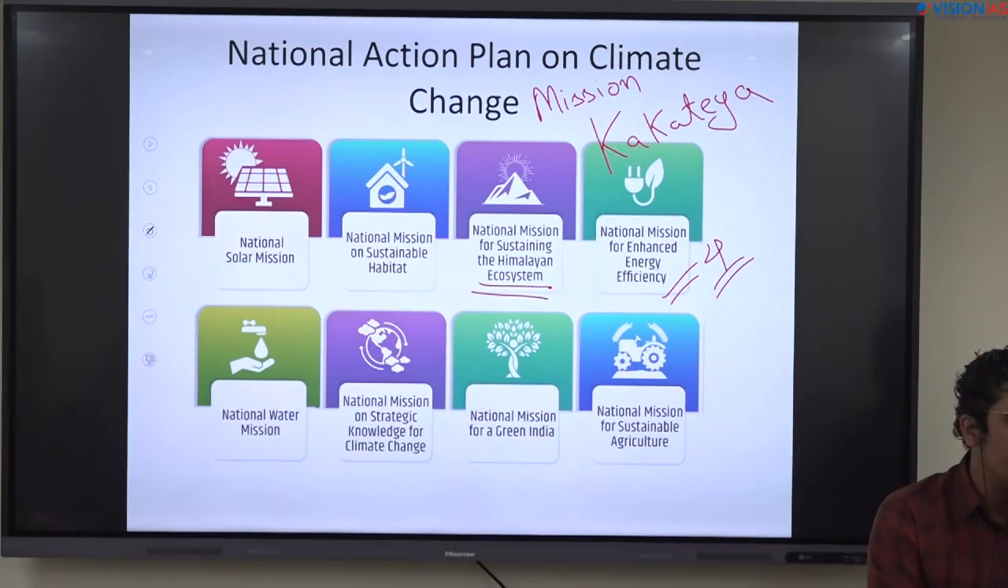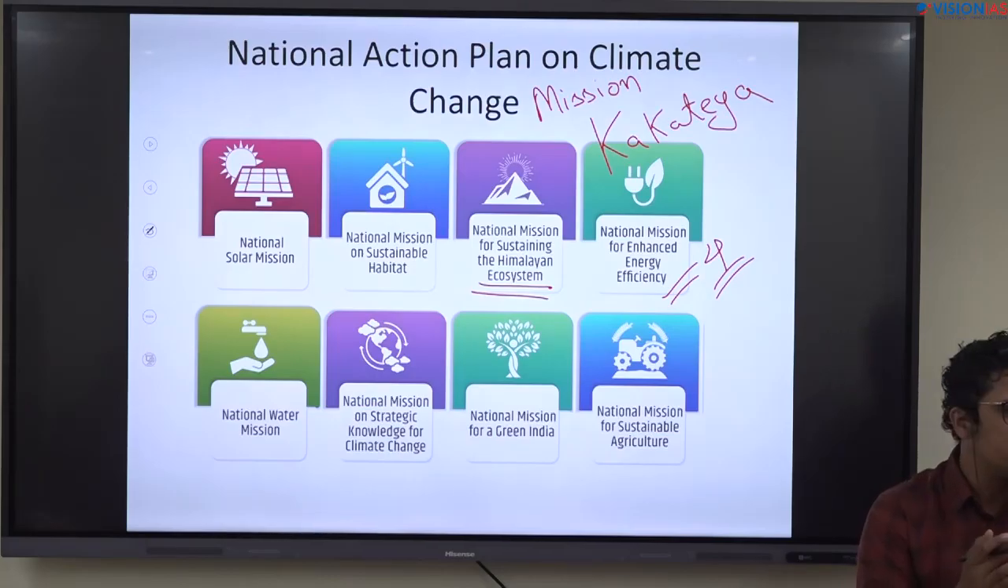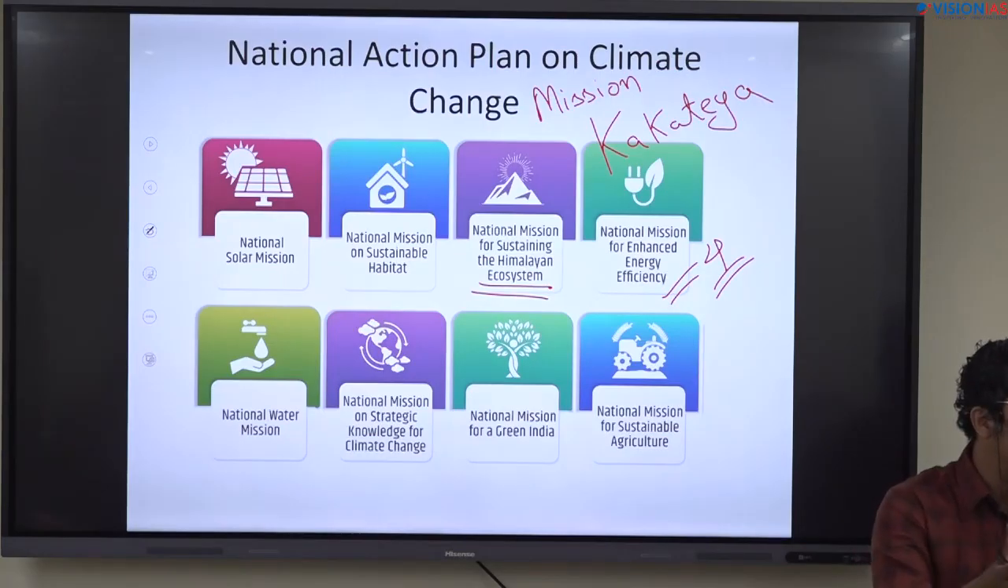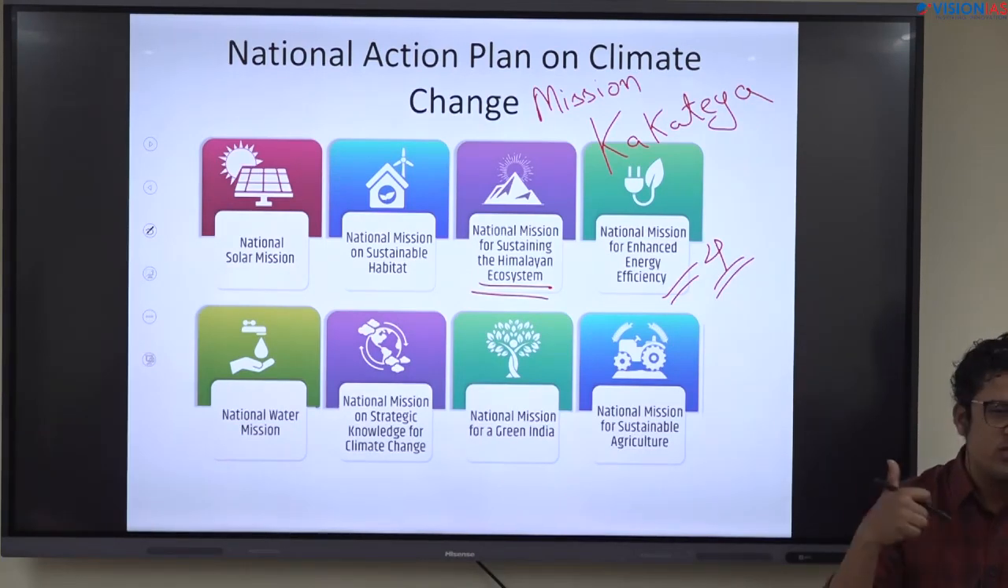The logic is simple: collect rainwater. How can you collect rainwater? Step wells, ponds, lakes, tanks. You have traditional structures. So first, repair them. If there is a damage, repair them. And at some places, construct new ones. So by this, we can collect more and more rainwater. So this mission is about that, collecting rainwater.